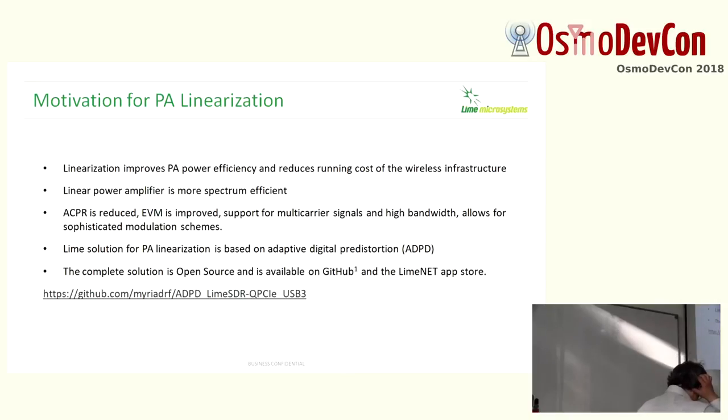We usually check some characteristics when speaking about quality of signals. We find ACPR and EVM. When ACPR is reduced and EVM is improved, we can obtain more complex modulation schemes, and we can implement higher bandwidths and multi-carrier signals. So our solution improves both characteristics, both EVM and ACPR.